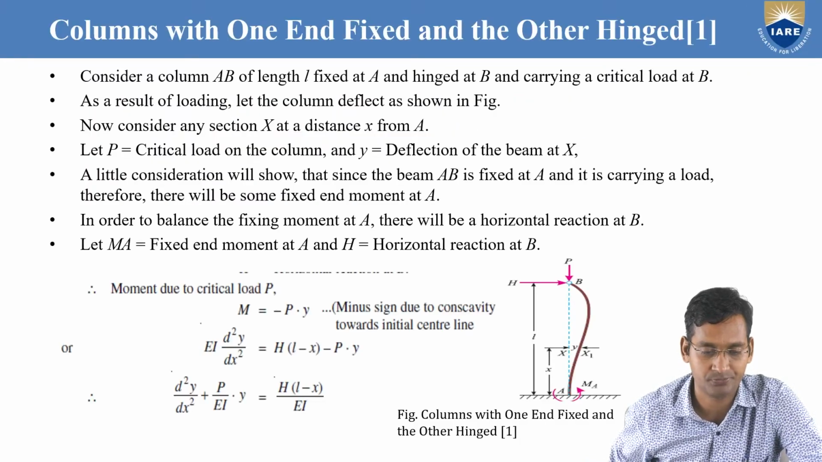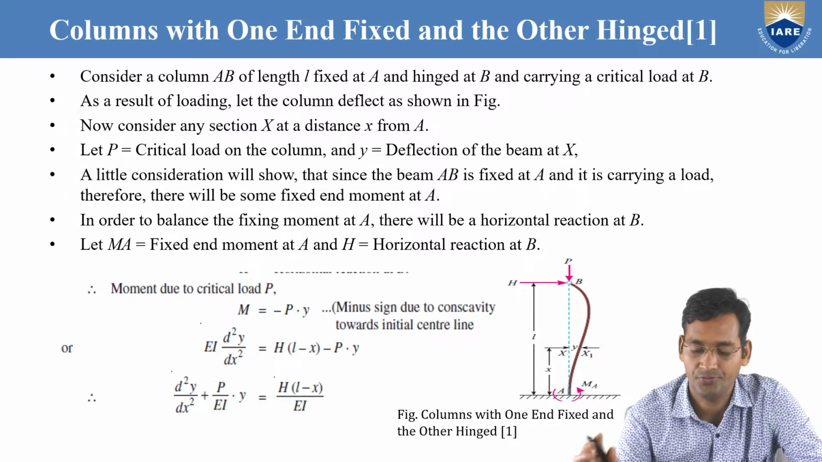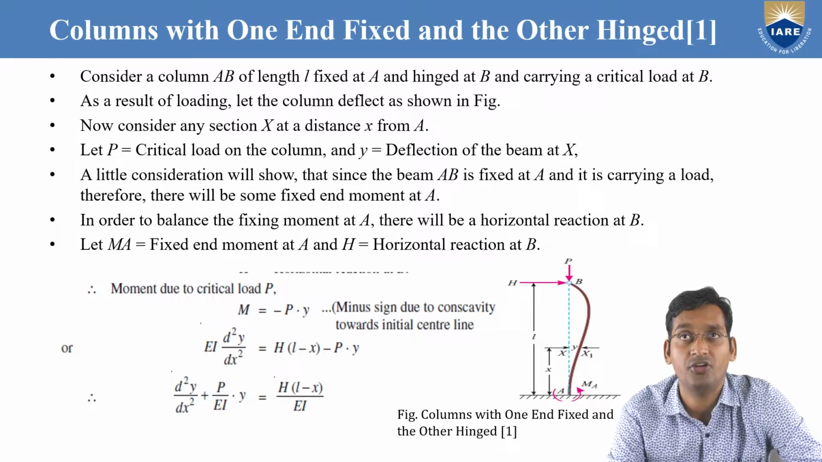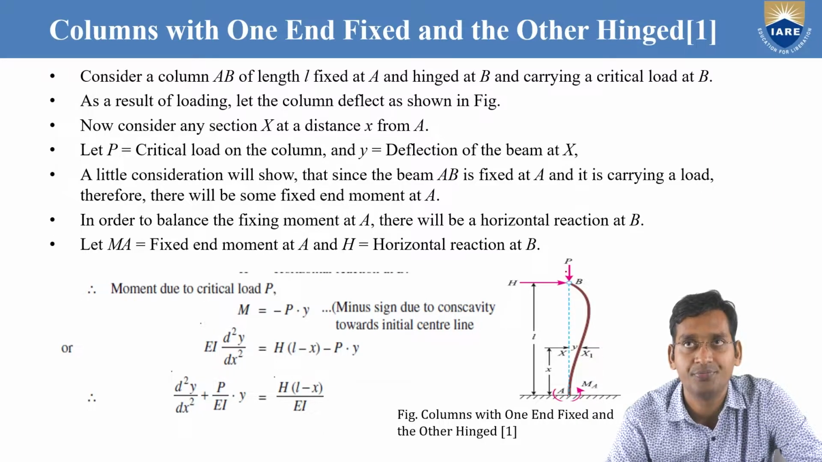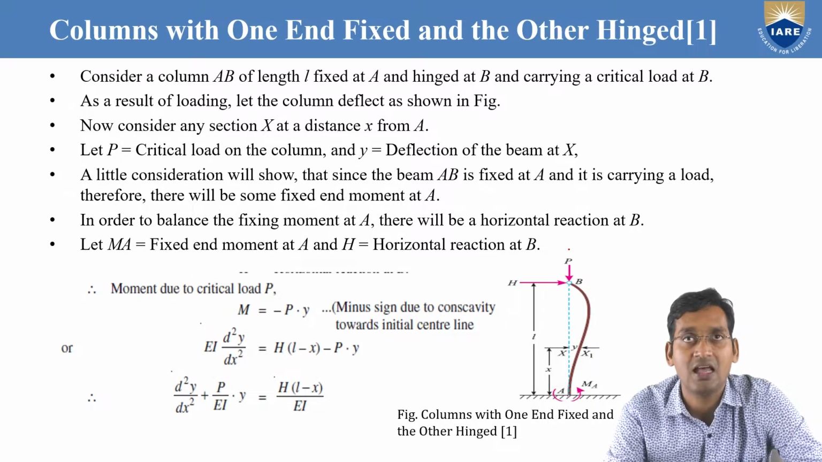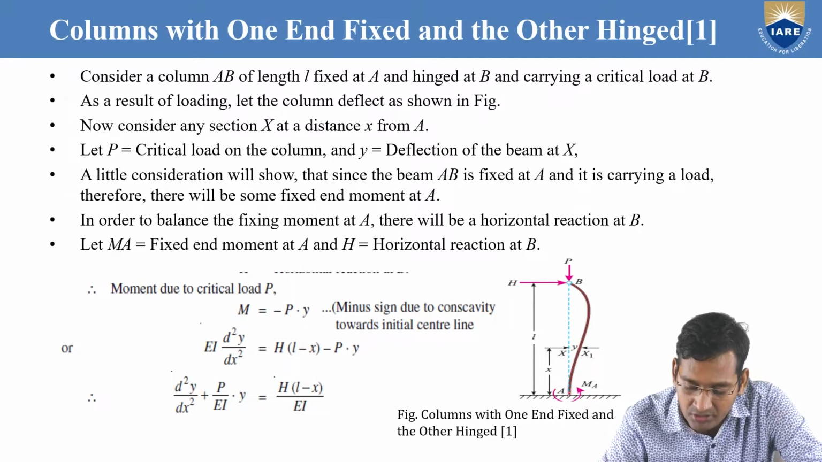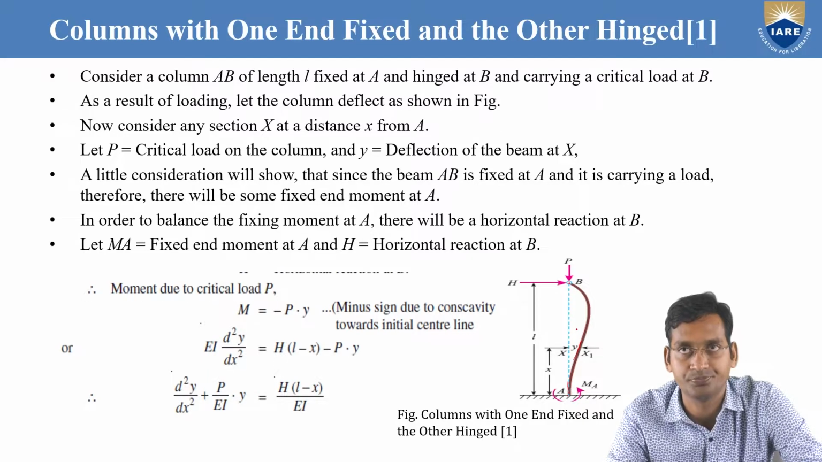Okay, so let's start first. Column with one end fixed and the other hinged. Here is the diagram. Consider a column AB of length L, fixed at A and hinged at B, and carrying a critical load P at B. As a result of loading, the column deflects as shown in the figure. Here it is fixed, so it will be like this, but here it is hinged, so it will be like this.